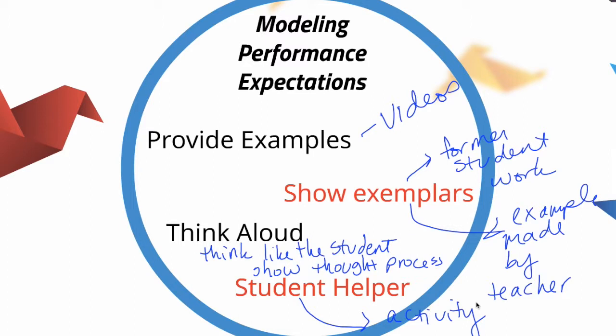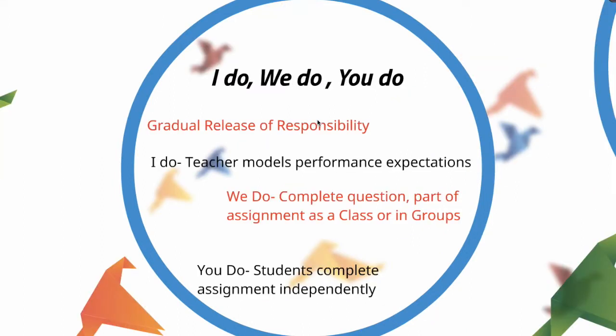So these are some different ways to model your performance expectations so that you can thoroughly communicate what you want the kids to do. Another strategy that I know a lot of you already know, but I just want to make sure that I point it out in case there's a few of you that have never heard of it: I do, we do, you do. This is the gradual release of responsibility model. And this is another one that really helps with scaffolding and gradually letting the students go with learning something.